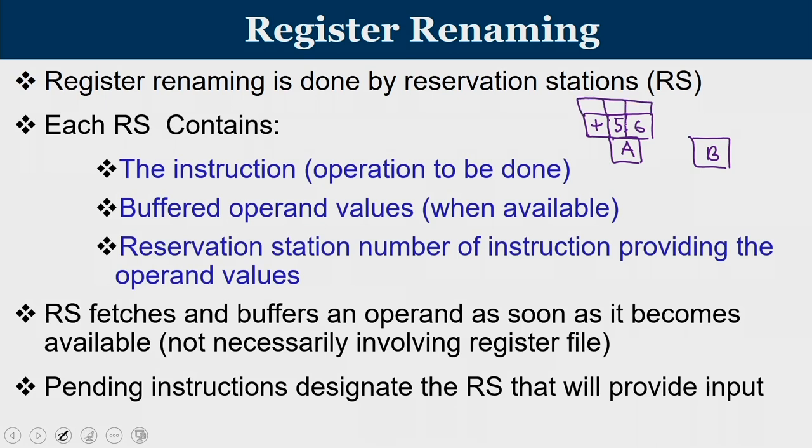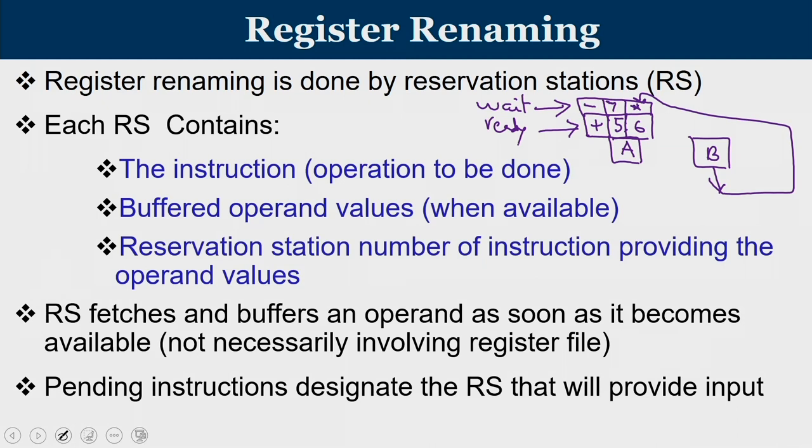Similarly, another entry of the reservation station can be told as I have a value to be 7. Let's say 7 is my operand and I am waiting for a value to be produced by B. So as and when B produces the result, that value will come over here. So this subtraction instruction is actually waiting for an operand which is to be produced by functional unit B, whereas this is ready. As and when the functional unit is ready, this will go.